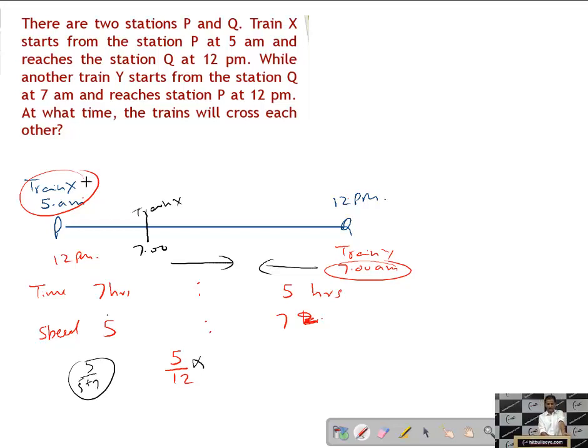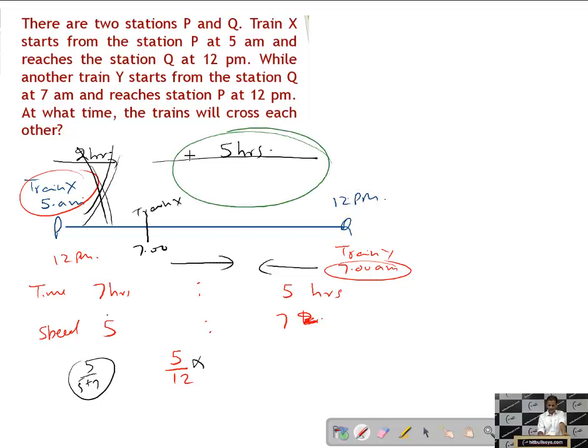This train is taking how much time? Train X is taking total 7 hours from this to this. This 2 hours is already traveled. We have nothing to do with this. Now the remaining time is 5 hours. This 5 hours is the remaining time. So what you will do? This remaining time you will multiply here. So you will straightaway get the answer 25 by 12 hours after which they will meet.